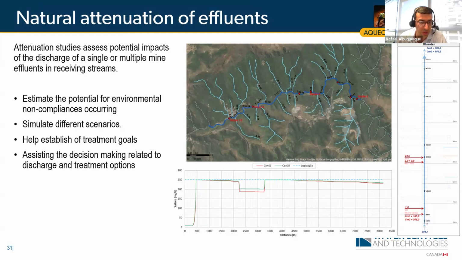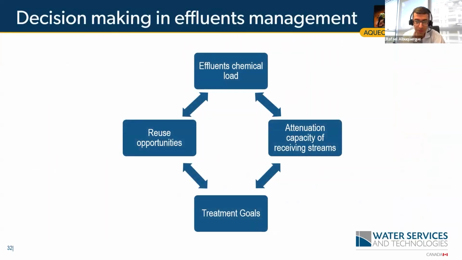This kind of study helps establish treatment goals because sometimes we may say that, okay, the concentration for a given parameter is at this level here. If we release to the receiving stream, it's not going to be in environmental conformance at the downstream monitoring point. But if we were to decrease this concentration from this level to this level, then we have a better scenario, right? So this delta that we estimate may be used as an input, as a definition of the treatment goals, something that we should do. And then again, this assists in all the decision making related to discharge and treatment options, right?